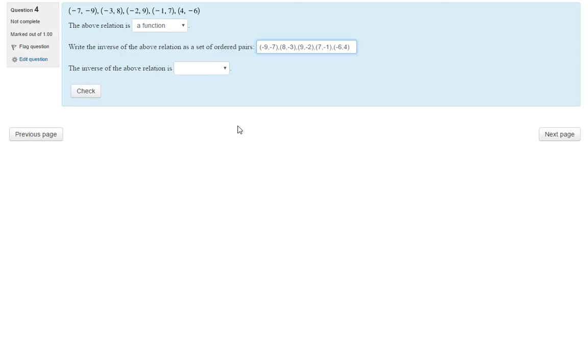Okay, so now we want to determine if the inverse is a function. We'll look at the inputs and see if each input produces exactly one output. So we have inputs of -9, 8, 9, 7, and -6. Those are 5 different input values, so each one will only produce one output. So it is a function.